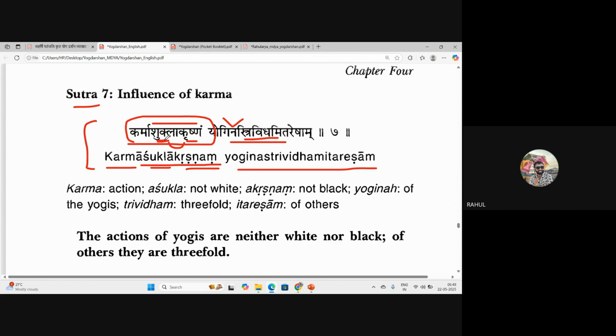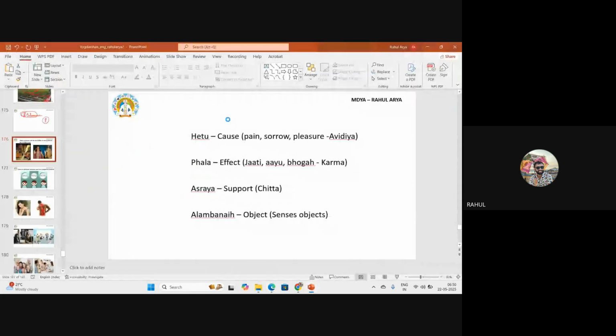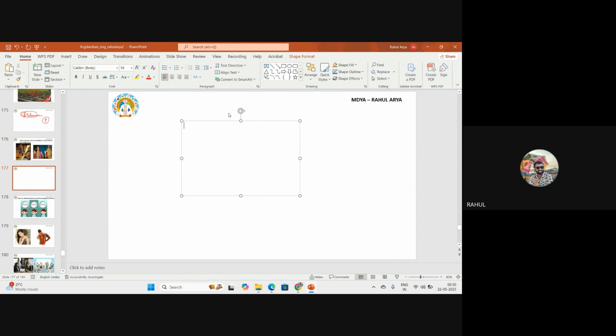The word Sukla we generally use for white, and you can correlate it with good karmas. Sorry, it is Asukla, sorry, I am telling about only Sukla. I am writing here. Sukla karma, Krishna karma, Sukla plus Krishna karma, no Sukla, no Krishna.